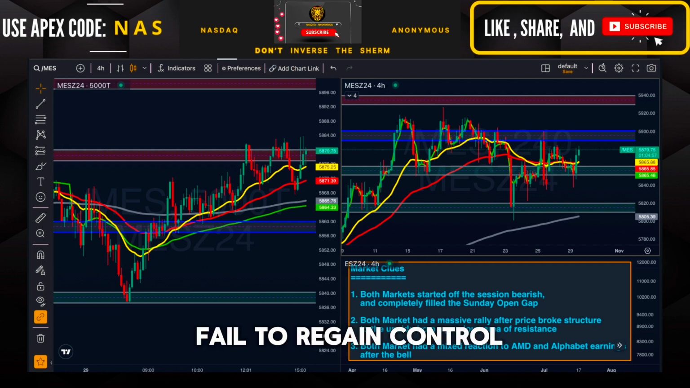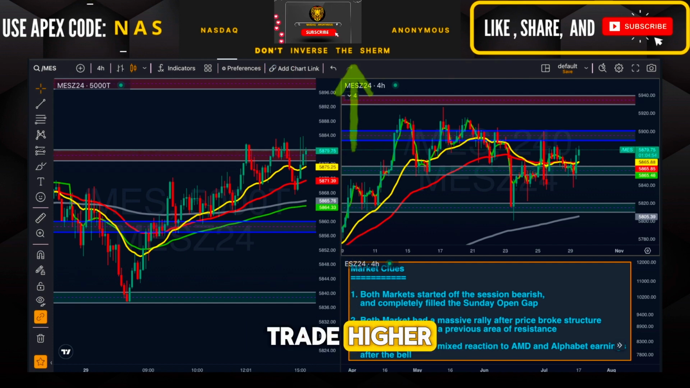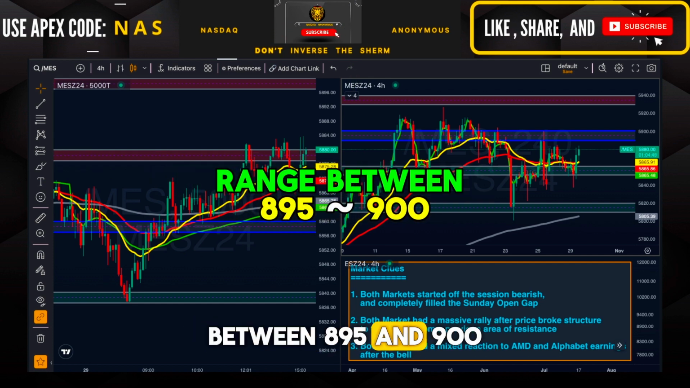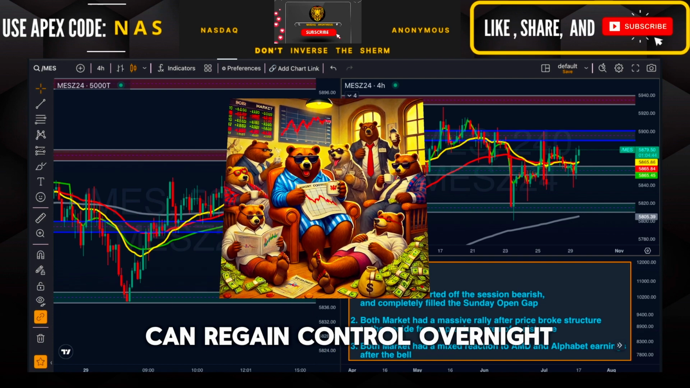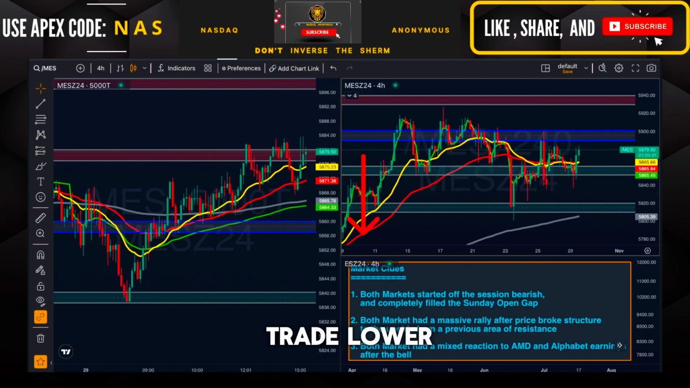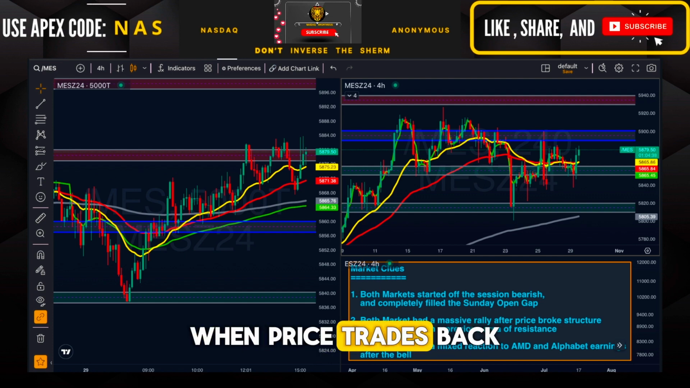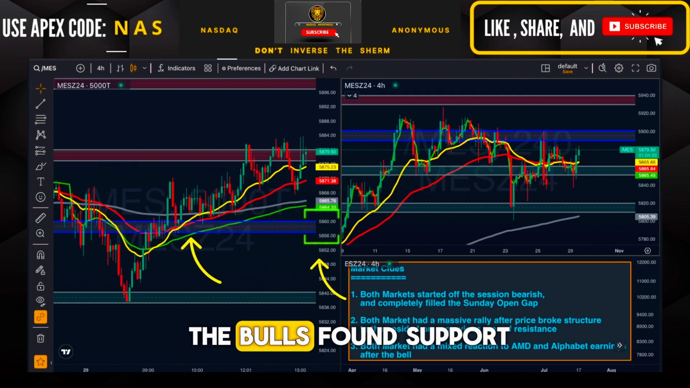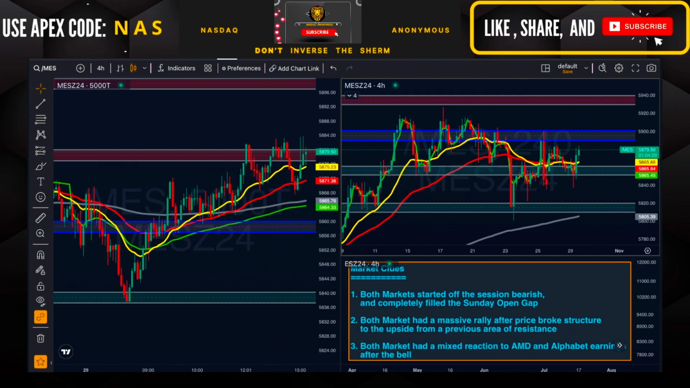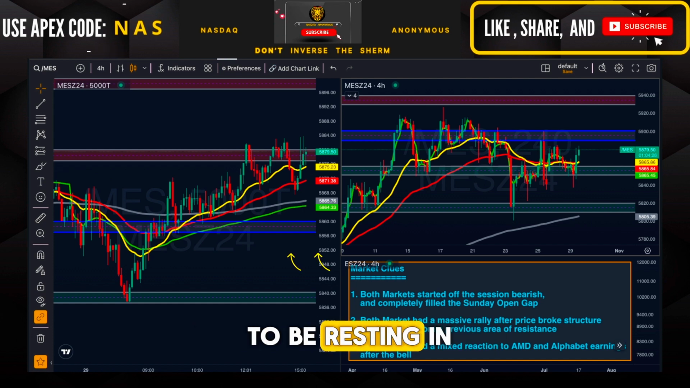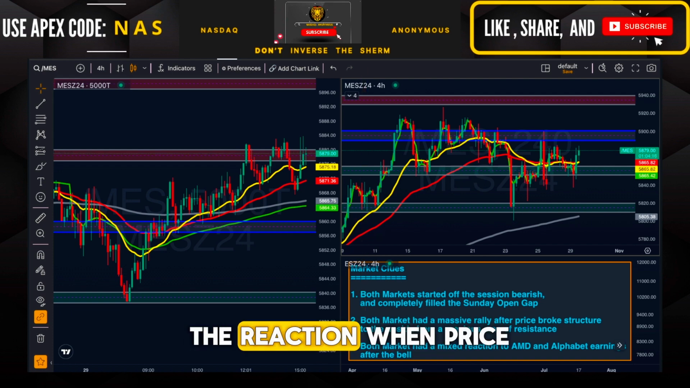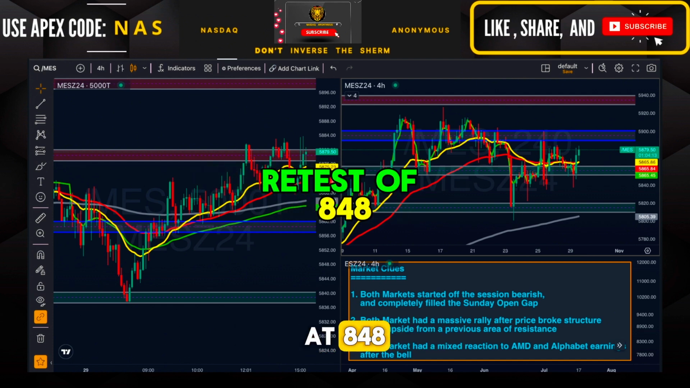But if the bears fail to regain control and price continues to trade higher, then I'll be watching the reaction when price trades within a range between 895 and 900. However, if the bears can regain control overnight and price begins to trade lower, then I'll be watching the reaction when price trades back within a range between 860 and 855, because this is the range where the bulls found support earlier in yesterday's session, and I do expect passive buy orders to be resting in this area to buy the retest. But if the bulls fail to regain control and price continues to trade lower, then I'll be watching the reaction when price retests the level at 848.